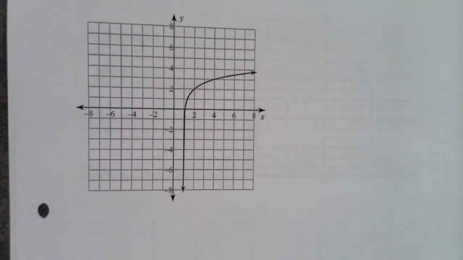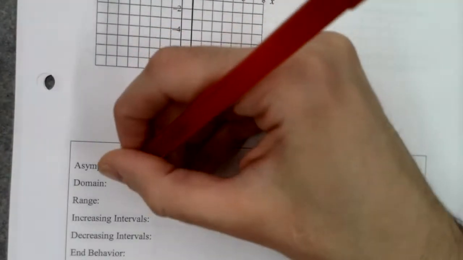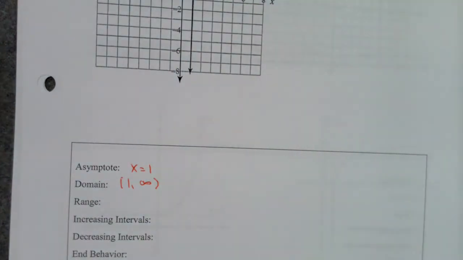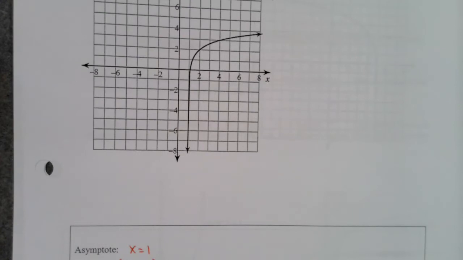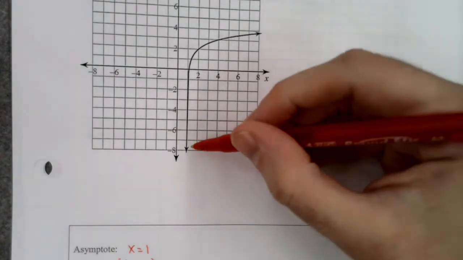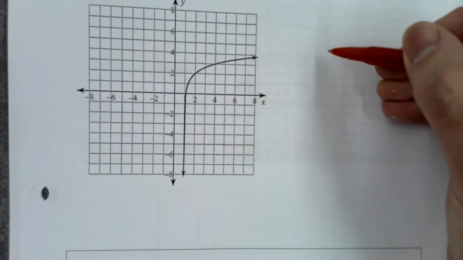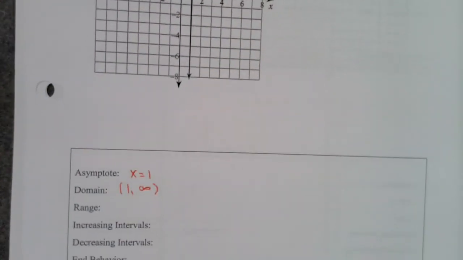The domain is the x values in this graph. So the x values in this graph go from 1 all the way up to infinity. Parenthesis because it's not actually touching 1. The range is the y values in this graph. So the y values in this graph, it's going to go down forever, and it's going to go up forever, very slowly, but this graph is going up forever. So it'll be negative infinity up to infinity.